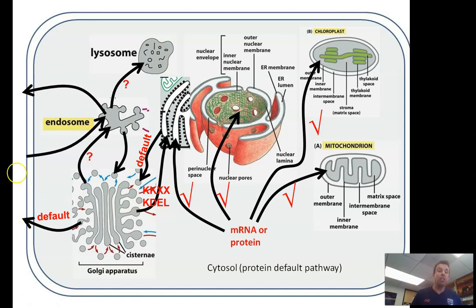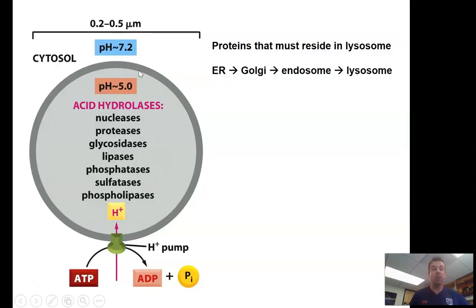So obviously to get to the lysosome, it should not go the default pathway, so there needs to be another tag or another address marker to get it to the lysosome. So that's what we're going to talk about here. So the things that need to get to the lysosome are all those ACEs. So the nucleases, proteases, glycosidases, lipases, phosphatases. These are things that break down very specific parts.